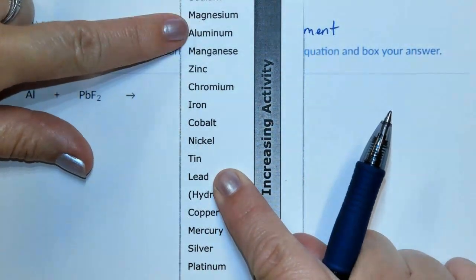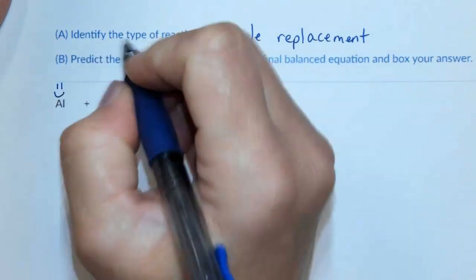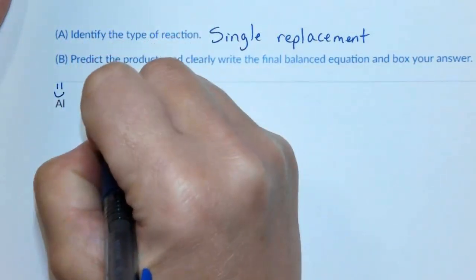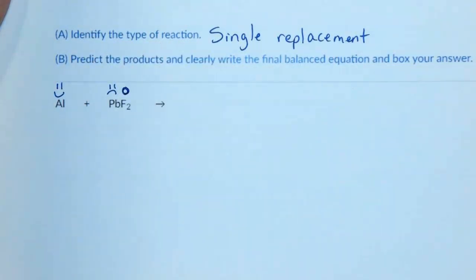So aluminum, because it's higher up on the list, will get a smile, and lead is going to get a frown. So we're going to put a smile on aluminum and a frown on lead, and we're going to give the fluoride an arbitrary little circle.